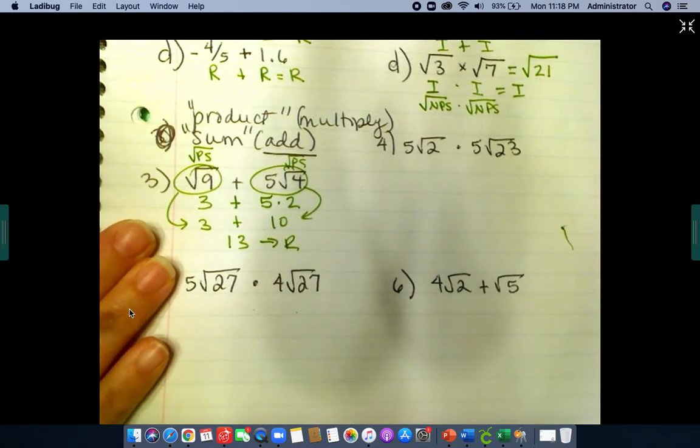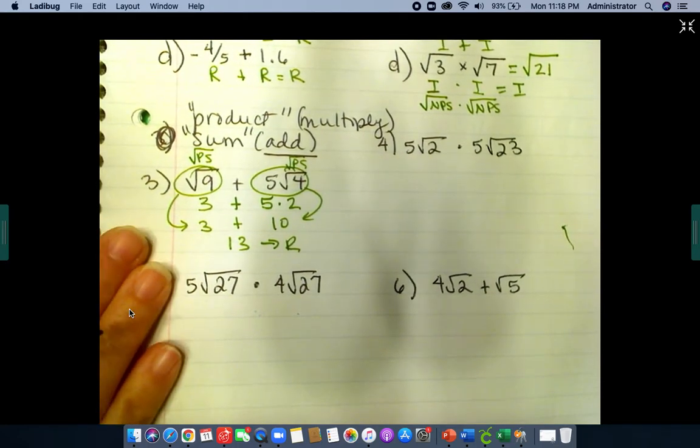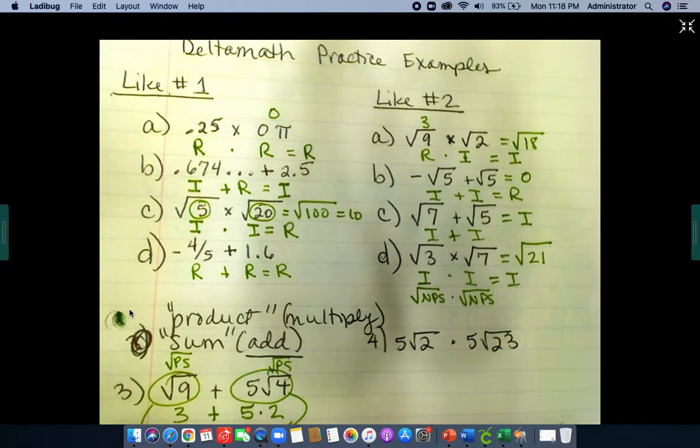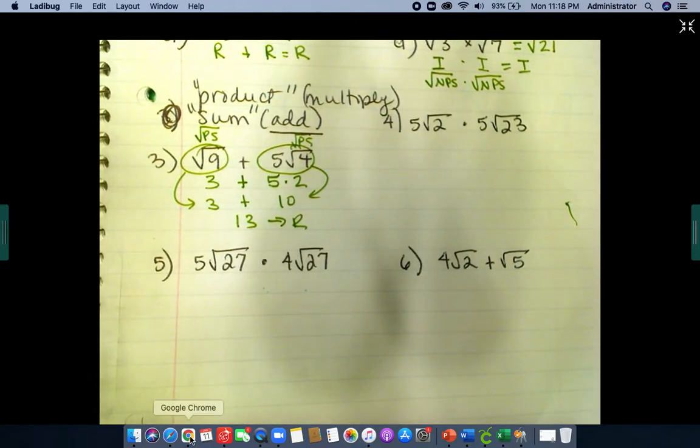So make sure you're adding this in your notebook, because like I said, when you take your quiz tomorrow, you will be able to pull out your notes and have these nice examples to look at, because your quiz will look like your Deltamath practice problems that you've already done.